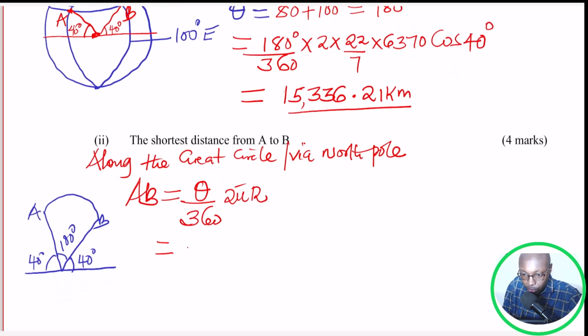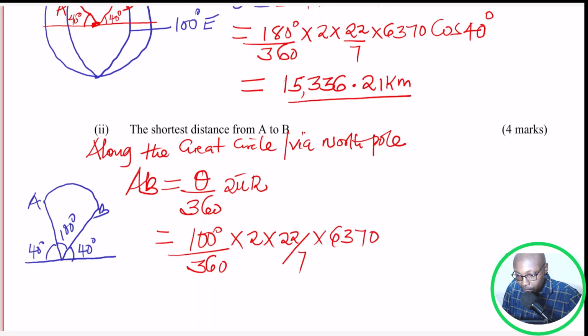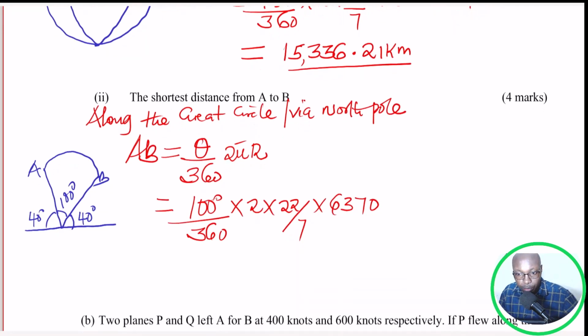So theta, which is the angle this time round, is 100 degrees divided by 360 multiplied by 2 multiplied by pi multiplied by the radius of the Earth, 6370. So again, work out this one using a calculator. 100 divided by 360 times 2, and this one will give 11,122.